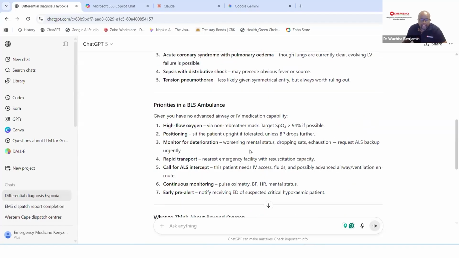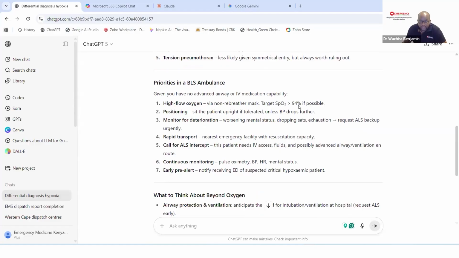Okay, so priority for you as a BLS ambulance: put them on non-rebreather oxygen, position the patient upright if tolerated, unless BP drops further, monitor for deterioration, and do rapid transport to the nearest emergency facility with resuscitation capacity. So it's even telling you, don't just go anywhere. You need to go to a hospital, and call for an ALS intercept.